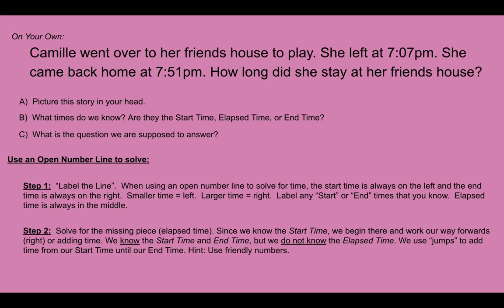So do we know the start time? Do we know the elapsed time? Do we know the end time? What is the question we're supposed to answer? We're going to draw an open number line and we're going to label the line. Remember, our start time is going to be on the left, our end time is going to be on the right. We're going to solve for the elapsed time. We're going to use jumps and we're going to use friendly numbers.